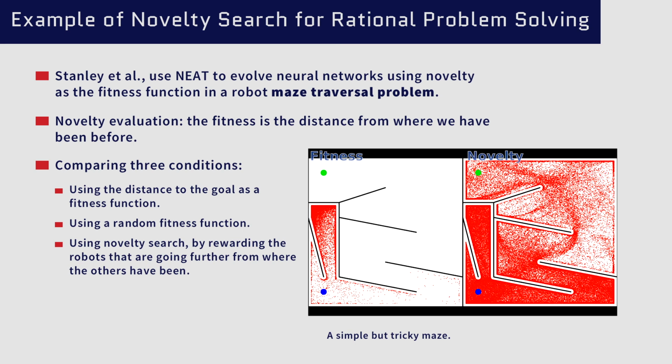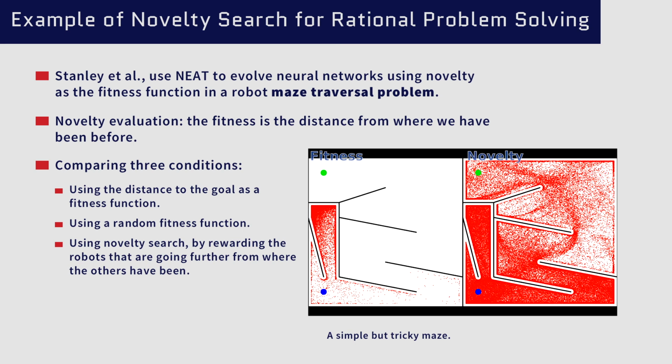One condition used the distance to the goal as a fitness function, which is a typical objective function for this type of search. One used a random fitness function, and one used novelty search by rewarding the robots that went further from where the others have been before. Out of 40 evolutionary runs, only 3 were successful running the objective fitness function, 4 with the random fitness, and 39 out of 40 with novelty search.